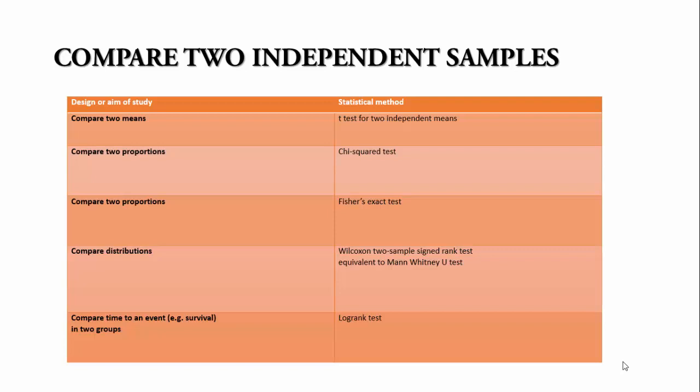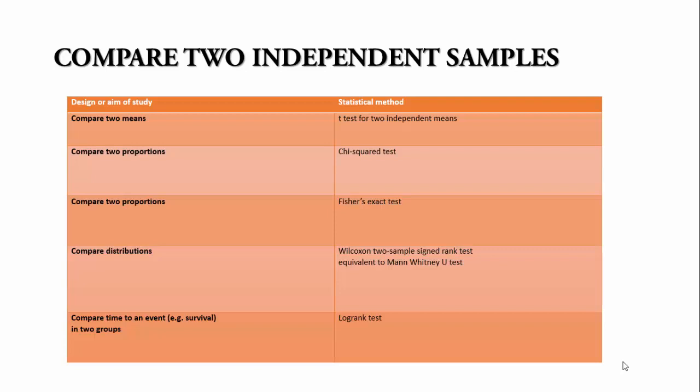So if you also design a study whereby you want to compare two proportions, the basic data assumption should be that the data should be categorical, whereby you have two categories and all the expected values for that data should be greater than 5. And the statistical method to be used in this should be the chi-square test. If you design a study where you want to compare two proportions, the data assumption should be categorical, just as above. You should have more than two categories and the expected values for each category should be greater than 5. But the statistical method to be used in this is the Fisher's exact test.